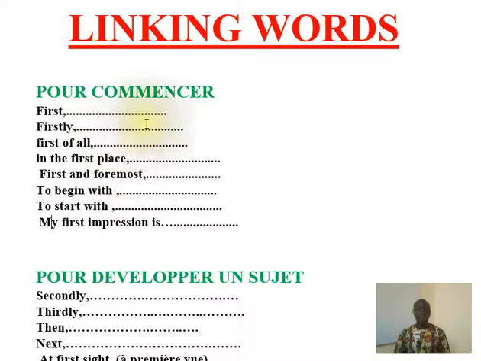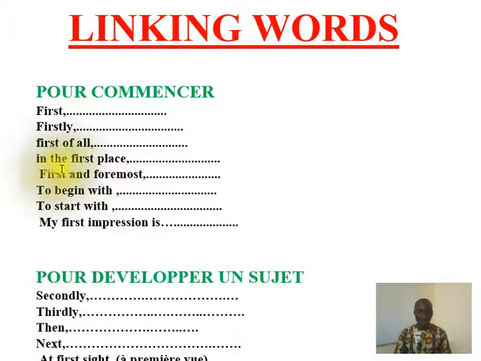Okay, donc je récapitule, pour commencer quelque chose, on a first and foremost, to begin with, to start with, and my first impression is. Ok, donc first, d'abord, ou bien premièrement, en premier lieu. Firstly, premièrement, first of all, tout d'abord. In the first place, ça veut dire premièrement, ou bien en premier lieu, pour commencer avec. First and foremost, ça c'est de prime abord, ok, de prime abord, ouais.